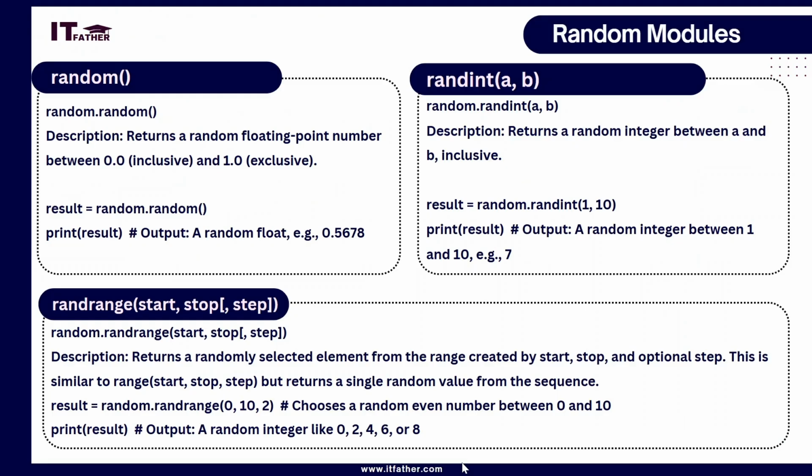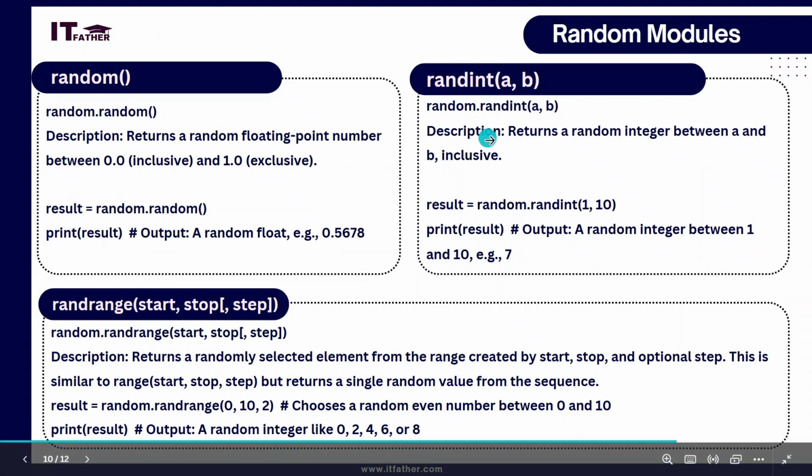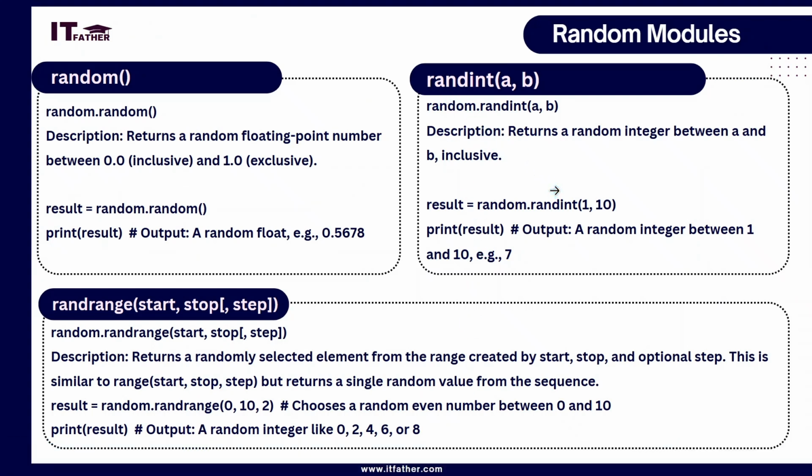Now the second function of random is randint, and if you want to display any random number between a given range, between a and b inclusive, understand, both a and b are inclusive. For example, if you are writing random dot randint 1 to 10, then any number can be displayed between 1 to 10, and either 1 or 10 also can be included.